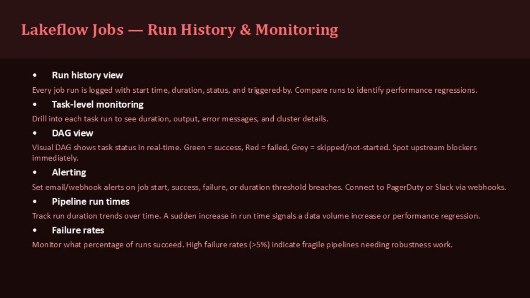The DAG view gives you a real-time visual of task status. Green means success, red means failed, and gray means skipped or not yet started. This makes it easy to spot upstream blockers immediately.